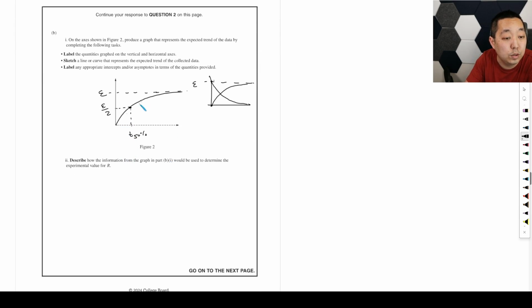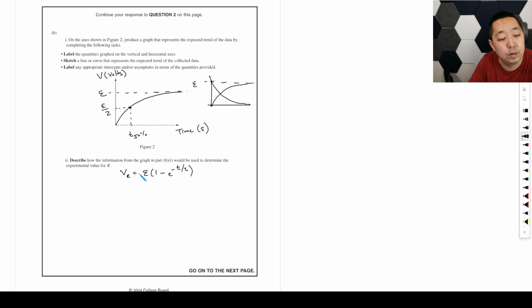Well, we know that what's going to happen is the voltage across the resistors. Okay, so this is volts, V for volts. And then this is time in seconds. Label any appropriate intercepts, asymptotes, quantity. Okay, so the voltage here is going to be, the quantity is epsilon times (1 minus e to the minus t over the time constant).